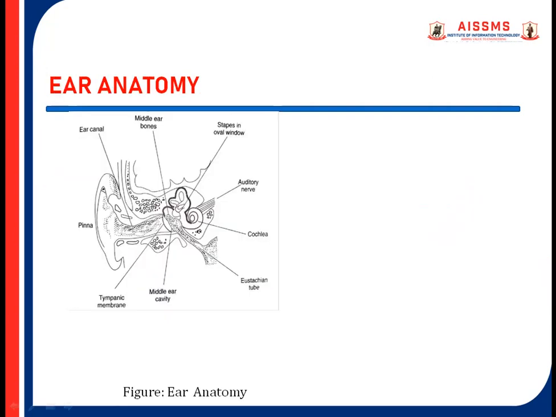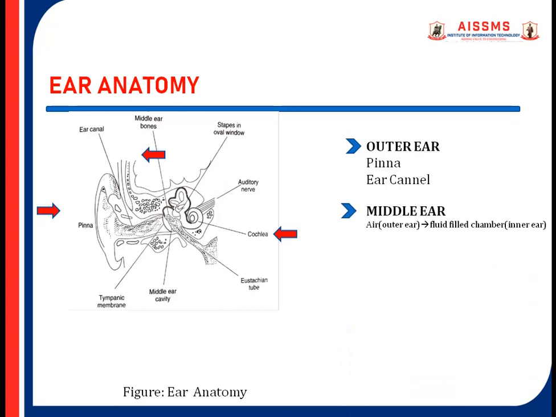Ear anatomy. The outer part, middle part and inner part are the three parts in ear anatomy. Outer ear consists of pinna and ear canal. Middle ear transfers the movements of the air in the outer ear to the fluid-filled chambers of the inner ear. Inner ear consists of cochlea.